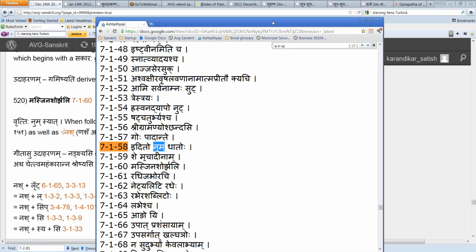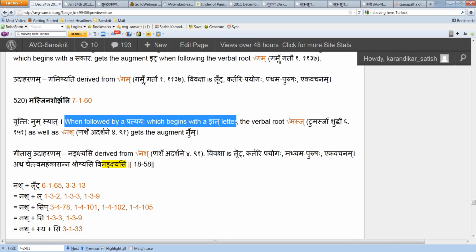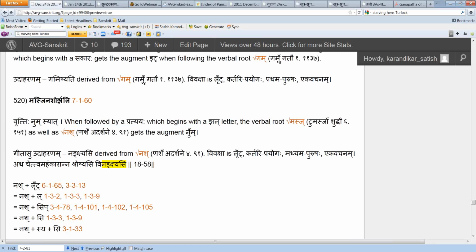So these two dhatus, masjinashor jali, num syat, when followed by a pratyaya beginning with a jal letter, so jaladi pratyaya pare. The dhatu masj, tu masjo shuddhau, used to plunge or to immerse, like magnaha. So a jale nimagnaha, panke nimagnaha, to be immersed in something. It's masj, becomes magna as a past participle. And of course, nash is nashaha, used to be lost or destroyed. These two dhatus, nasha adarshane. Adarshane means to be lost, not to be seen.